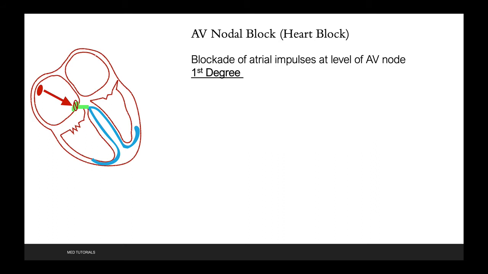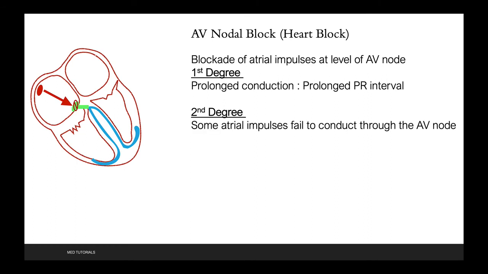In first degree AV nodal block, there is prolonged conduction. That means it's just a prolonged conduction through the AV node as compared to normal. And so what we witness on ECG is a prolonged PR interval. In second degree AV block, we see some atrial impulses fail to conduct through the AV node. So it is an intermittent blockage. Some impulses are conducted, some are not.